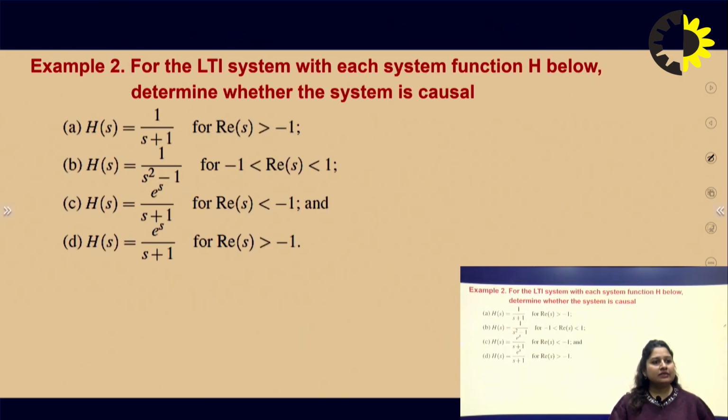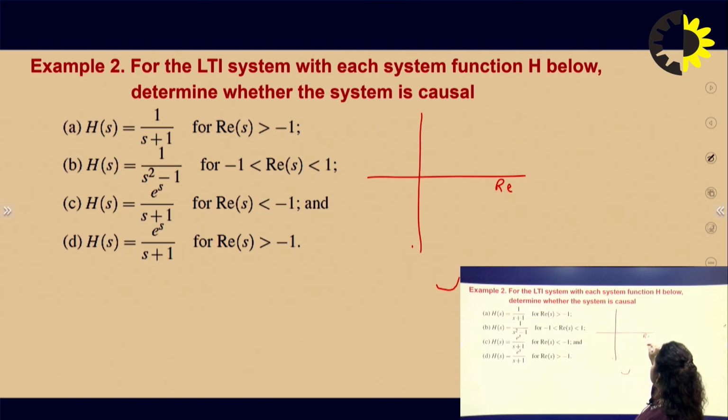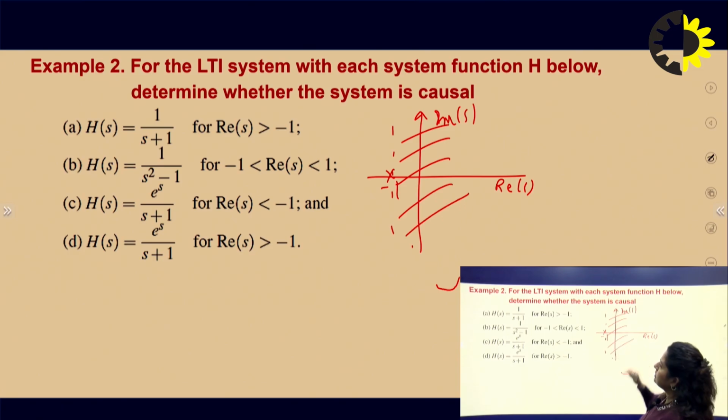For the LTI system with each system function, determine whether the system is causal or not. So, first one, real of s greater than minus 1. If you draw this real of s and imaginary of s, and this is minus 1. So, real of s greater than minus 1, this is a causal system.